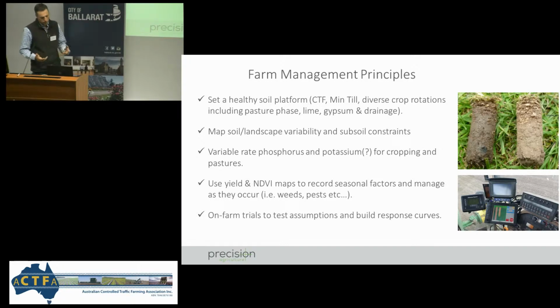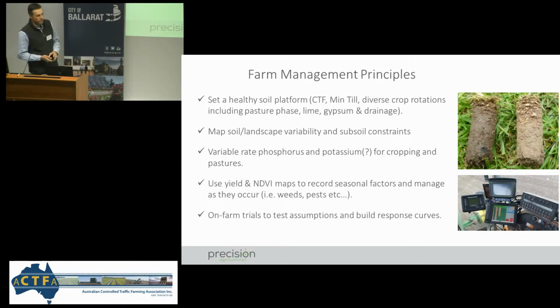And to complement that, for us it's minimum, not zero, but minimum till, diverse crop rotations, maintaining stubble cover, dealing with soil constraints through lime and gypsum in particular, managing excess surface water through drains, and some targeted fertiliser strategies. We do a lot of work mapping variability of those soil constraints, which I'll touch on later.